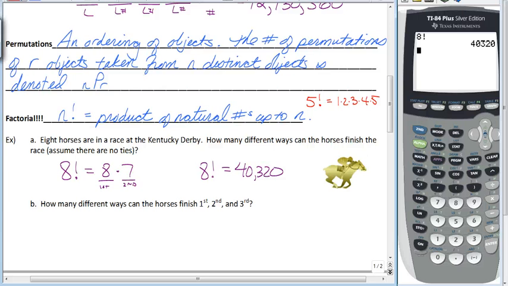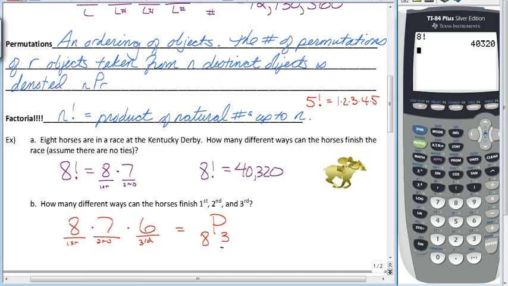Well, that would go back to something like this, where, again, you have 8 horses that can finish in first. After that first horse finishes, there are only 7 horses racing for second place, and then only 6 horses are racing for third place. So 8 times 7 times 6 is going to give you your answer. But, as I mentioned in the definition of permutation, you have 8 horses racing. How many different ways can they finish in the first 3 places?